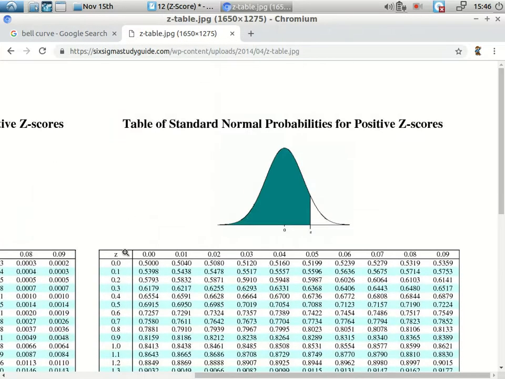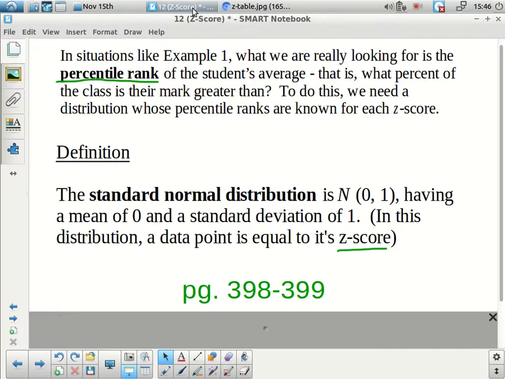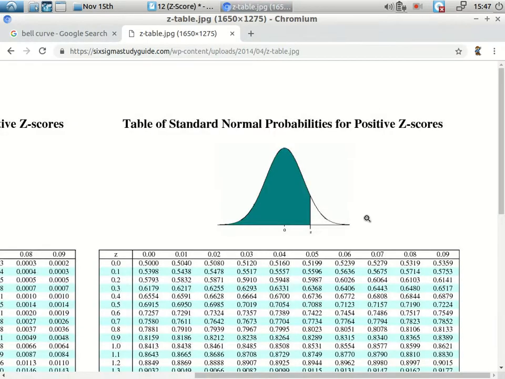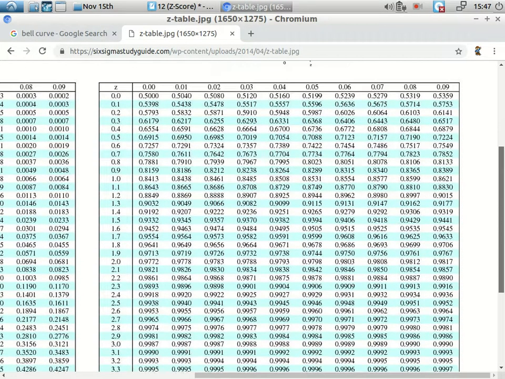What this gives us is you take your Z score and it converts it to the percentile rank. So that's going to be our next example, and I'll show you how to use this. Again, for Paul, the Z score was 1.56. The reason we rounded it there is because the table goes to 2 decimal places. So I'm going to go to my table, and look up 1.56.